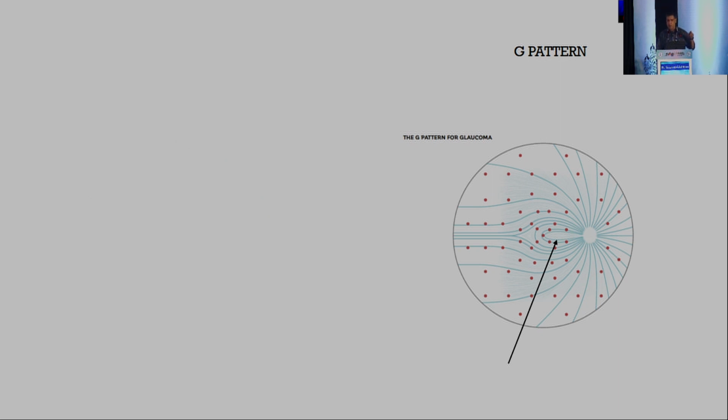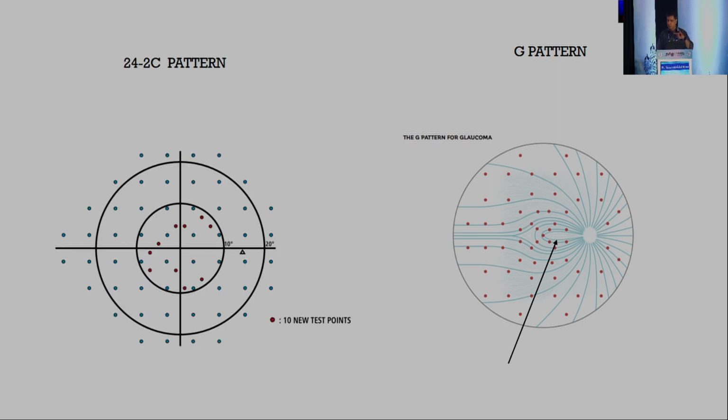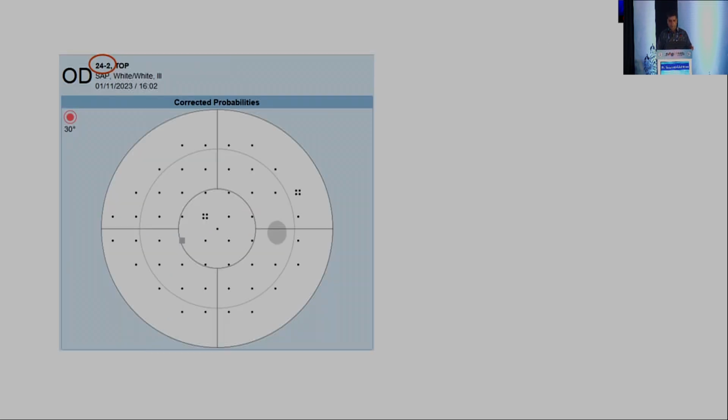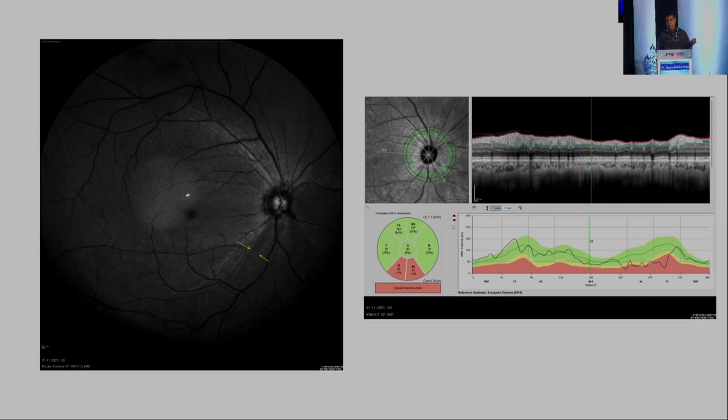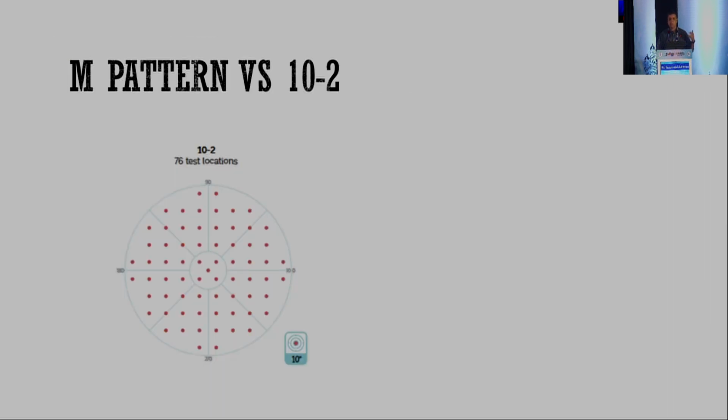As you move away towards the periphery, the distance increases. The closest equivalent would be the 24-2C pattern of the Humphrey, which was already described, where 10 extra central points are tested. Let's look at an example here of a patient where the 24-2 pattern is done. Only a couple of abnormal points here, which you probably dismiss as normal. But the same patient's G pattern is immediately picking up a cluster of points in the center. The patient does have an inferotemporal RNFL defect and inferior thinning, thus helping us to pick up a diagnosis of glaucoma earlier with the G pattern.